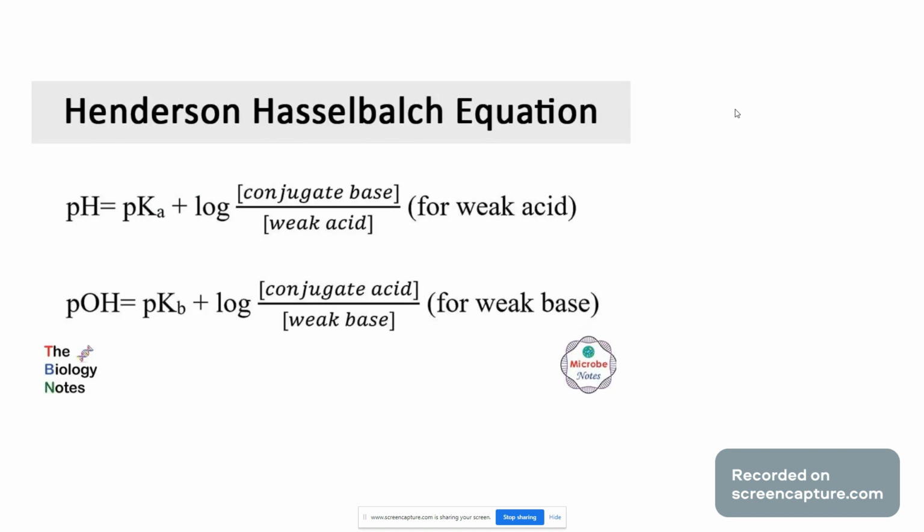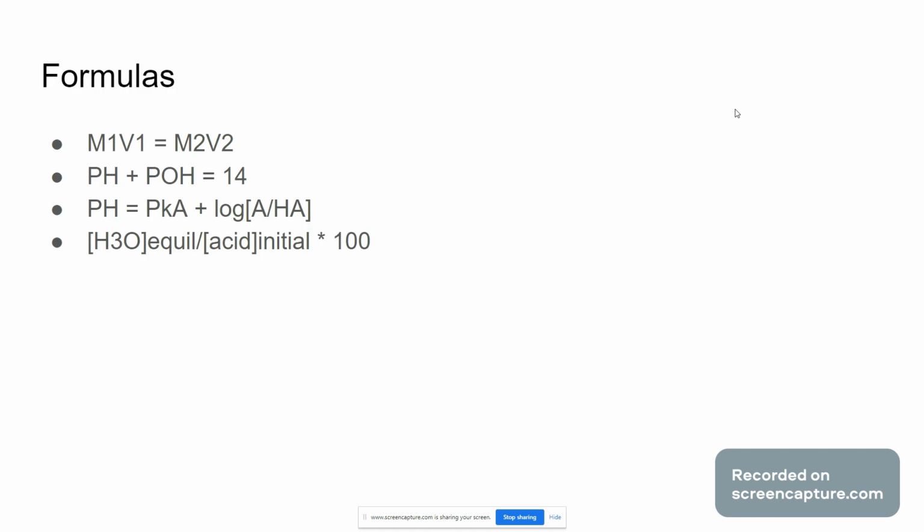And so here's the Henderson-Hasselbalch equation, a very important equation, and it's used for finding the pH of a solution given the pKa and the concentrations of your acid-base conjugate pair. So here are the formulas that you'll have to know.